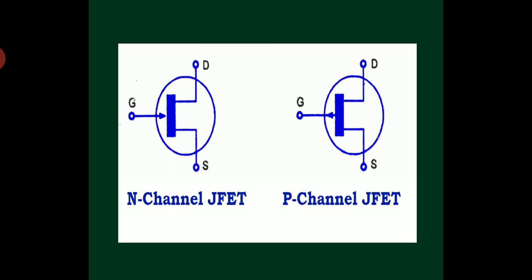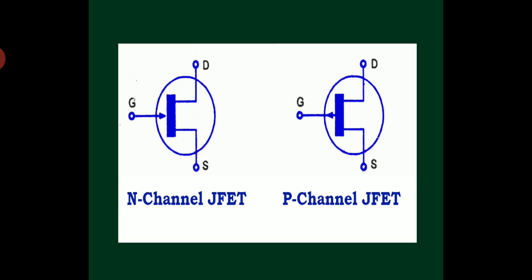FET is a three-terminal device like BJT. In BJT, the three terminals are emitter, base, and collector. And in FET, the three terminals are labeled as source, gate, and drain.